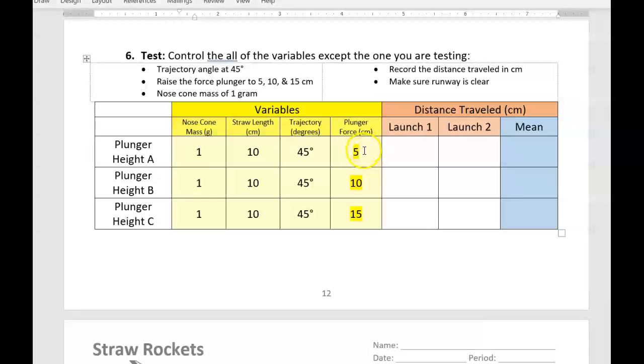The plunger force will be in 3 measurements. Try to do one that's 5, try to double it, and then triple it for the last one. We've been doing 10 so far, so it'd be like half that, and then do 5 more than that. So that is our 3 different measurements for plunger force, so that we have them the same. Test them twice. If you want to do it 3 times, please do 3 times and then figure out the mean.